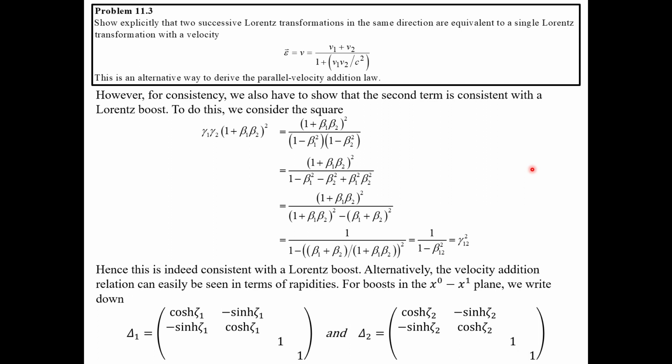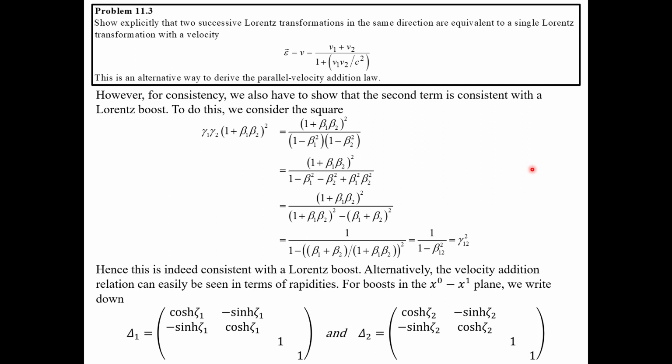However, for the second term, for consistency, we also have to show that it is consistent with the Lorentz boost. To do this, we consider the square. We open up the gamma 1 and gamma 2. And after the calculation, we can find that the second term equals gamma 12 squared. Hence, this is indeed consistent with a Lorentz boost.